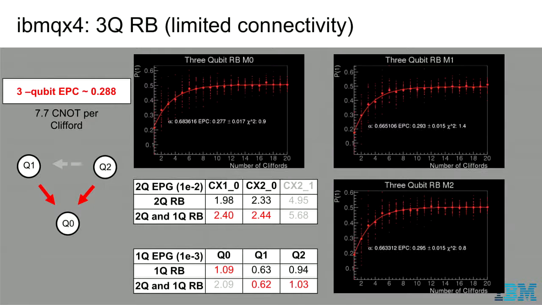With the same pairs but with limited connectivity, where I took out one of the CX gates, you're now using a lot more CX gates per 3-qubit Clifford. Now the 3-qubit error per Clifford is a little higher, but again, by knowing how many CX gates there are and these errors, the error per Clifford matches fairly well to what we would expect.